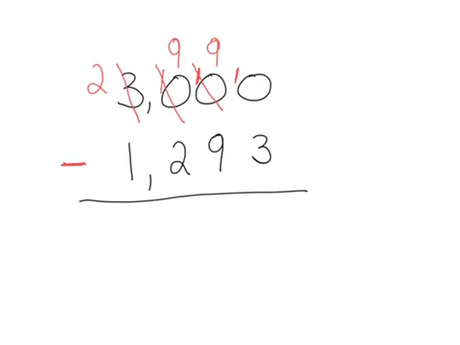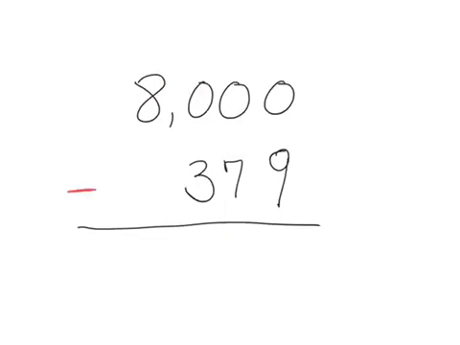So 10 minus 3, we get a 7. 9 minus 9 is 0 tens. And in the hundreds, we have 9. Take away 2 is 7 hundreds. 2 minus 1 gives us 1,000. So the answer is 1,707. All right, the next one is 8,000 take away 379.